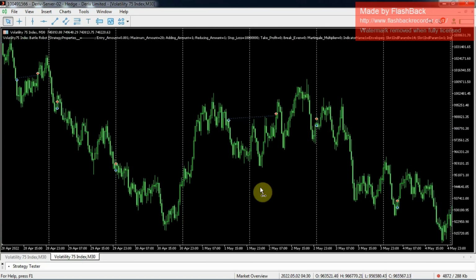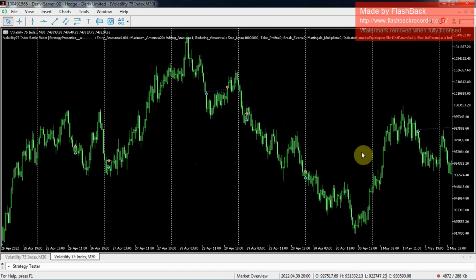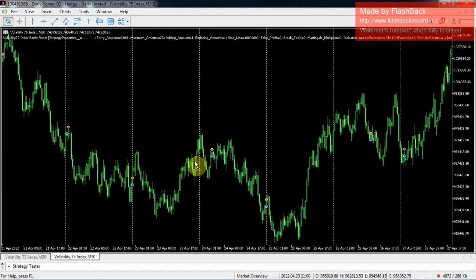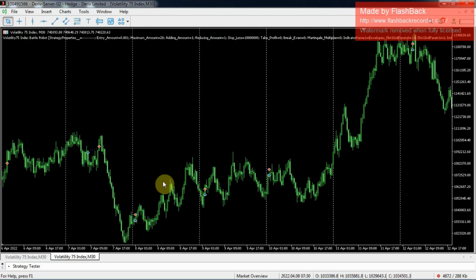We will have drawdowns on some bad days like that one. We will have drawdowns. That's why you're not using a crazy lot size. I've seen a lot of people using crazy lot sizes in a small account. Those drawdowns will take you out before stop losses even hit.